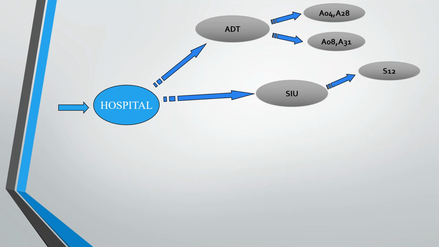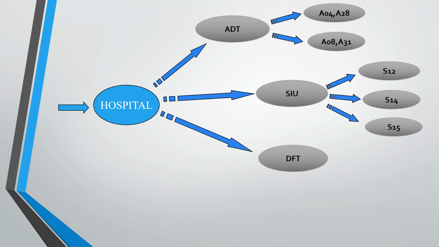Then we have appointment related events. So appointment has S12, S14, and S15. S12 is a new appointment which will be scheduled in the PM system, S14 represents update of existing appointment, and S15 represents cancellation of existing appointment. And then you have DFT. DFT will represent the financial transaction that is happening between EHR to PM, lab to PM, and so on.